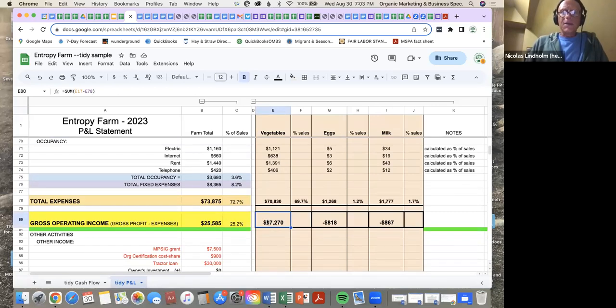They even made more profit than the whole farm. Oh, because the eggs and the milk, both enterprises lost money. So there's information there that jumps out because of how I organized this chart of accounts and started looking at the numbers in divided ways. And that doesn't necessarily mean that you've got to stop selling eggs or stop selling milk.